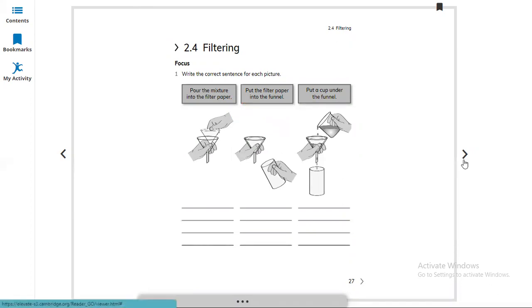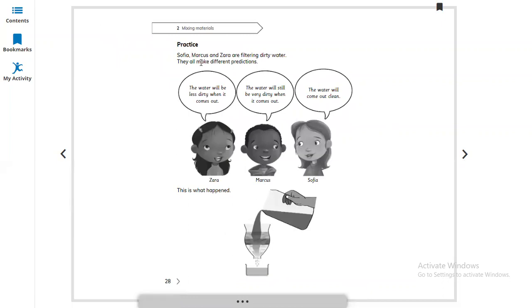Question number two, page number 28. Sarah, Sophia, Marcus, and Zara are filtering dirty water. They all make different predictions. The water will be less dirty when it comes out. The water will still be very dirty when it comes out. The water will come out clean. Zara, Marcus, and Sophia. This is what happened. You can see here the water after filtration, it's going down. So the question is on the next page.